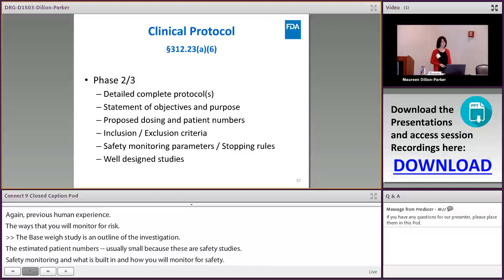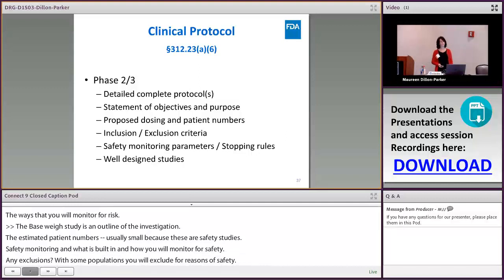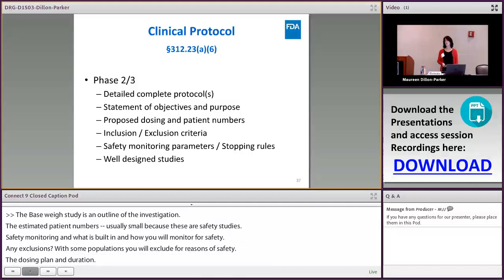And then moving on, a little bit more on the phase 2 and phase 3. These are really much bigger protocols, very detailed. Phase 2, obviously a little bit smaller than phase 3. The objectives, your purpose of your study. You're going to have your proposed dosing. It's going to be a determination of your patient numbers, which may have been through some statistical analysis based on what the endpoint of your study is. And you're going to see a lot more patients enrolled in these studies.